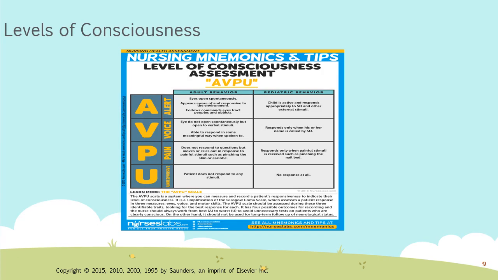One way to assess for level of consciousness is using the AVPU method, or Alert, Voice, Pain, Unresponsive method. In a child, to be considered alert, the child is active and responds appropriately to the significant other and other external stimuli.